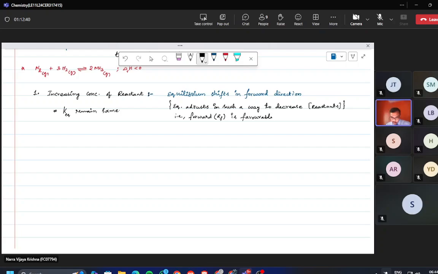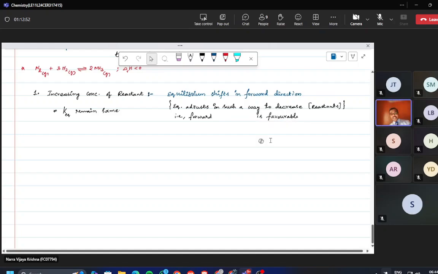Right? Okay. You may be confused because of it, so I will remove it. Forward reaction is favorable. Can I write like this? Instead of writing rate, I am writing forward reaction is favorable. Can I write in that way?